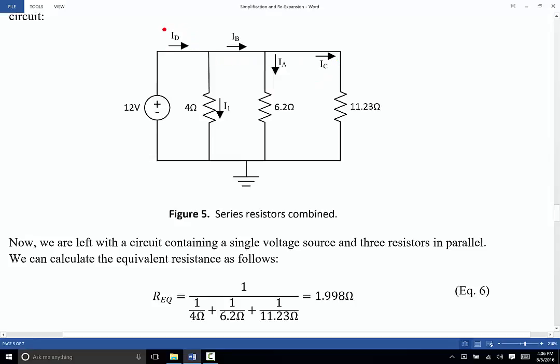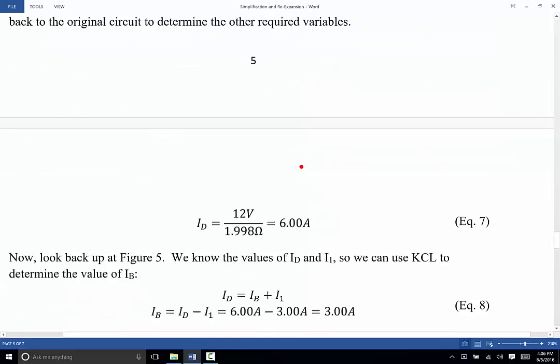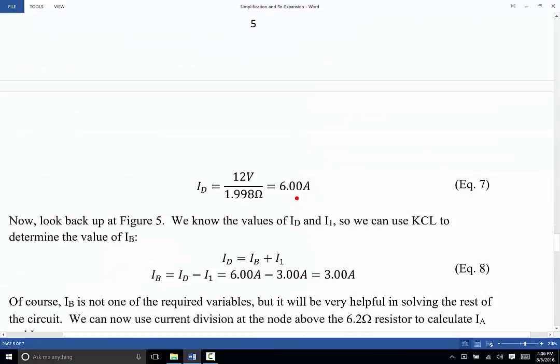The only one that remains is I sub D. But I sub D is enough. If I look at this circuit diagram, I can now easily find I sub D. It's going to be 12 volts divided by 1.99 ohms. So I'm going to calculate I sub D, and it works out to be 6.00 amps, just 6 amps.